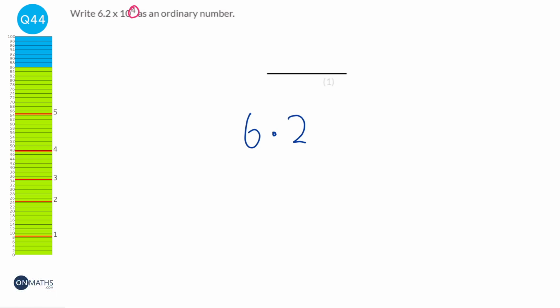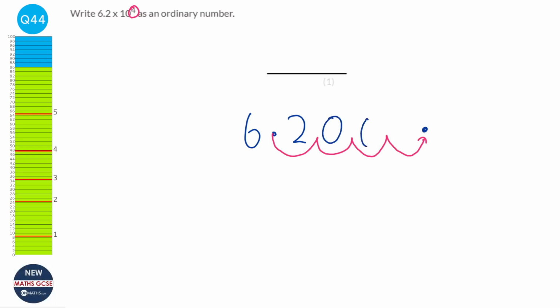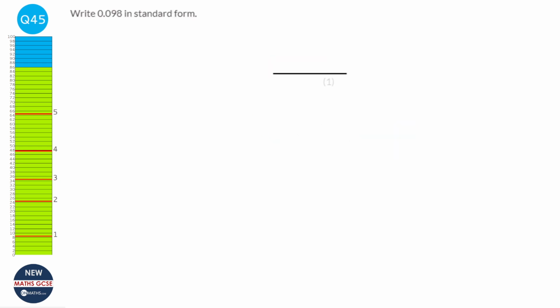Since this is positive, we know it's going to be a big number. So we're going to do 4 jumps, because there's a power of 4, to the right to make it a big number. So 1, 2, 3, 4. So the decimal point is going to be here. And we're going to fill in the jumps with zeros. So 0, 0, 0. So our new number is going to be 62 with 3 zeros, or 62,000. Now it's important to realise that we're actually shifting the numbers, not the decimal point, but it's a lot easier to move the decimal point in our working out.